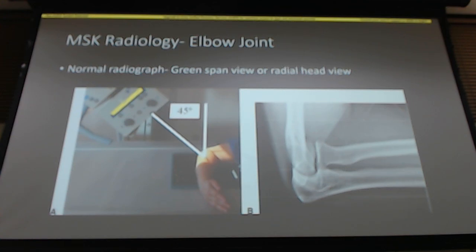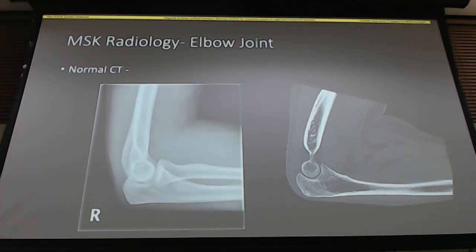Okay, but if you're concerned about a radial head fracture, he said it like 5 times now. So if you're concerned about a radial head fracture, which view are you going to get? Okay. Don't worry, somebody will get it wrong. All right, I'm joking, sort of. So normal CT view, useless. That's only one slice, right?